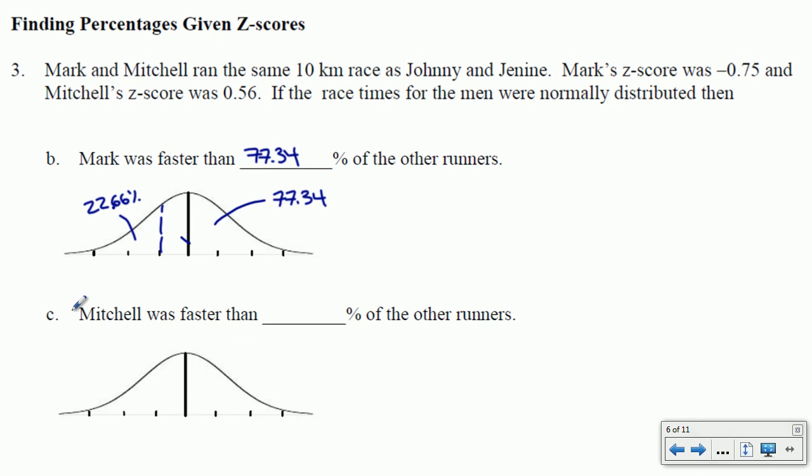Now for part C, Mitchell was faster than what percentage of the other runners? So again, this is basically the opposite of 3A number 5. There were 71.23% of runners that had a time less than Mitchell's time. So if Mitchell is around here, this lower region is 71.23. And if we subtract this from 100, that gives us the region up here, which is 28.77. So Mitchell was faster than 28.77% of the other runners.